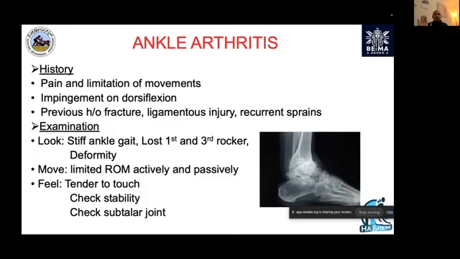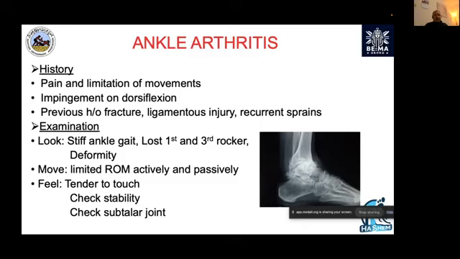So with ankle arthritis, because this movement is very stiff, the patient cannot dorsiflex or plantarflex. He will be losing at least the first and third rocker. So he walks with just a stiff ankle gait. You can obviously see a deformity. Commonly it's a varus deformity, but sometimes a valgus deformity. You will see a clear deformity, especially from behind the patient. When you examine the patient actively and passively, he will have a limited range of motion, unsurprisingly.